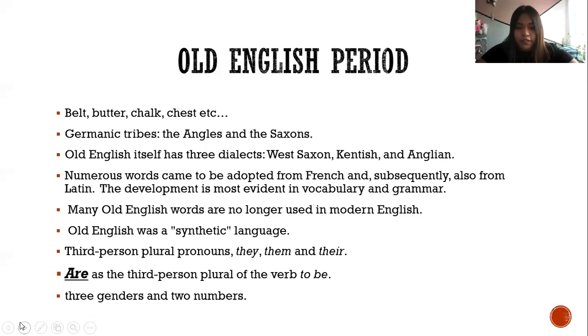The most important of these changes was the introduction of a new set of third person plural pronouns, like they, them, and their. Another grammatical influence was the use of are as the third person plural of the verb to be. Also, they had three genders: masculine, feminine, and neuter. Also two numbers, singular and plural, and nouns and verbs were also strong and weak.